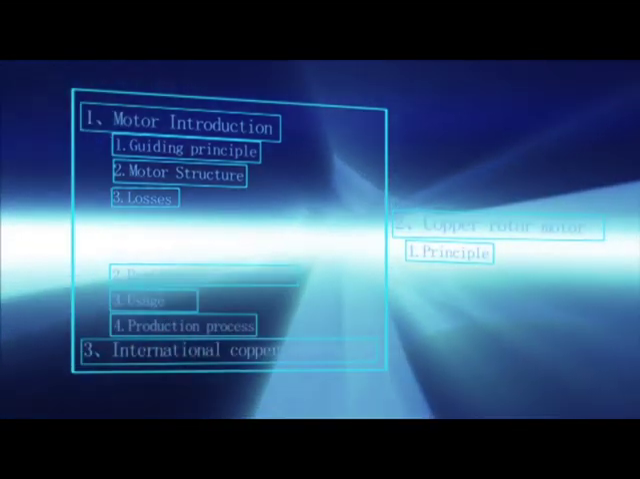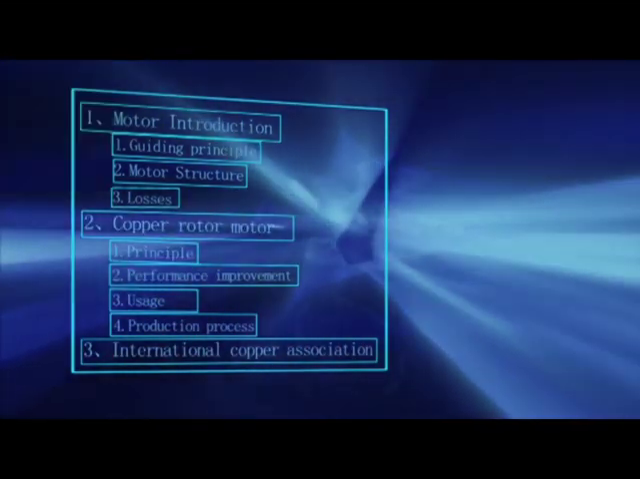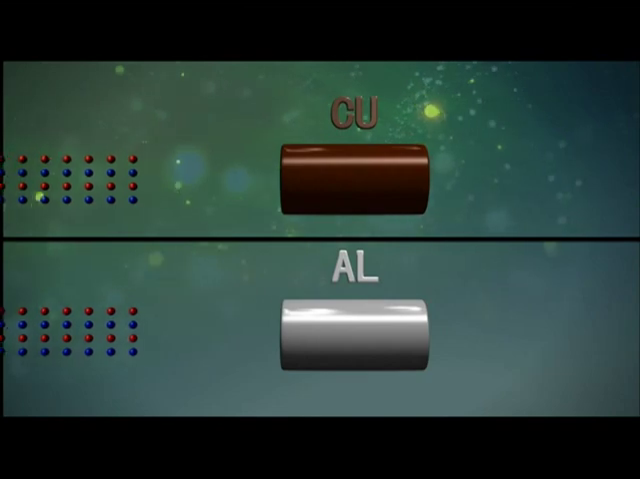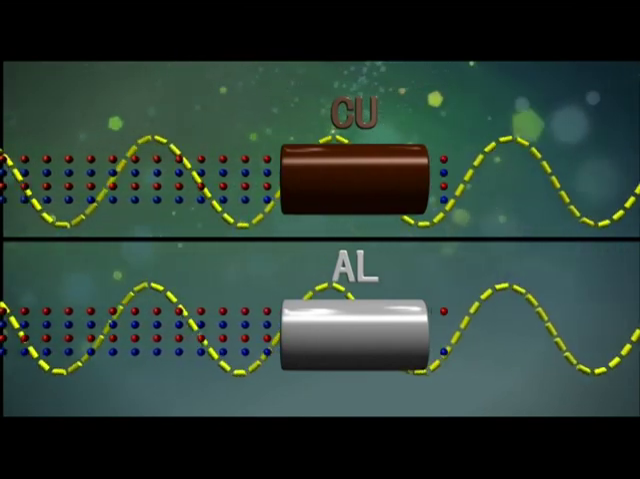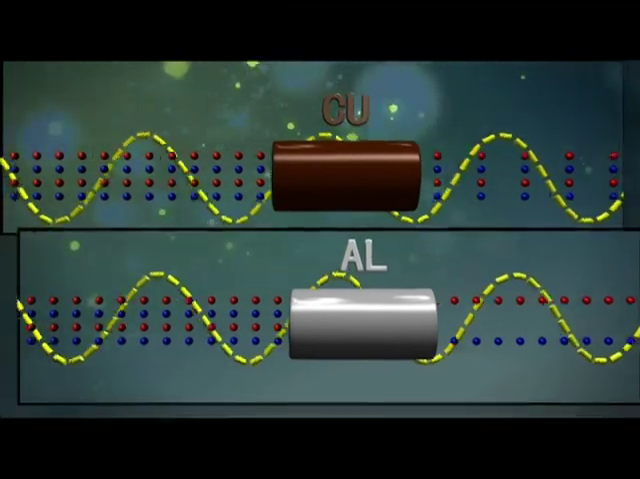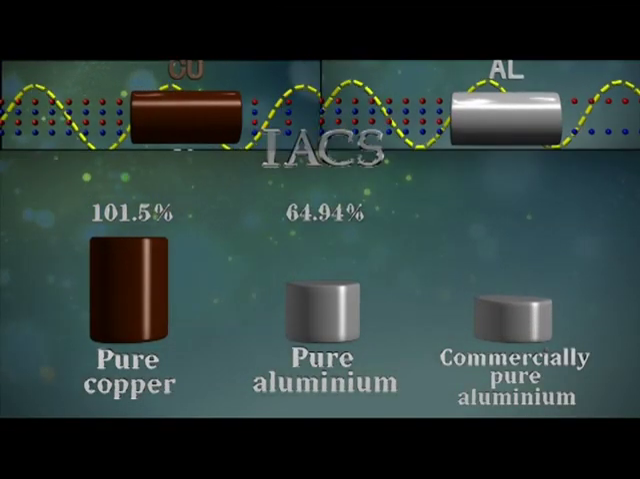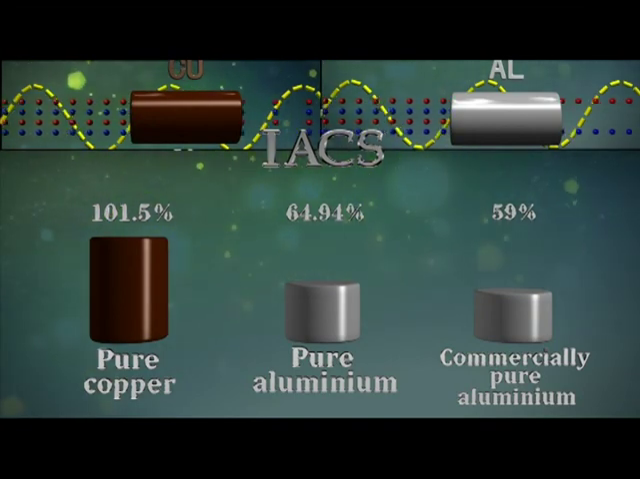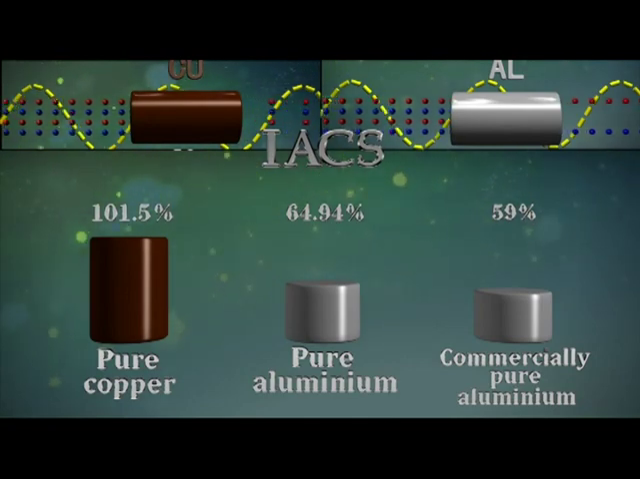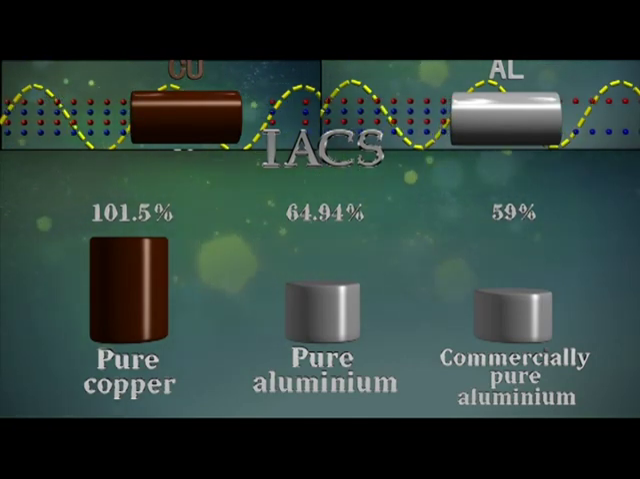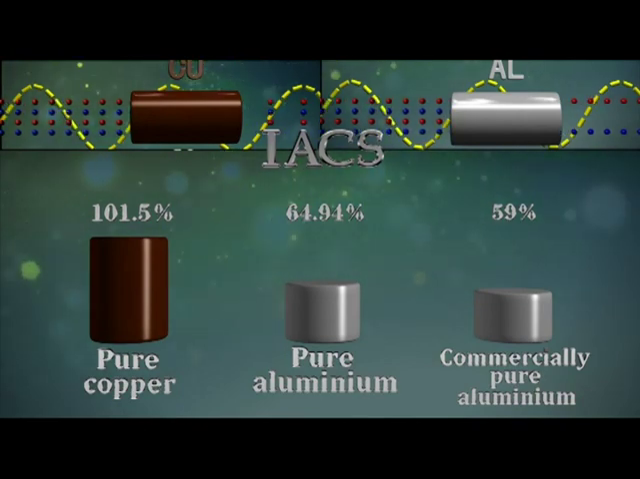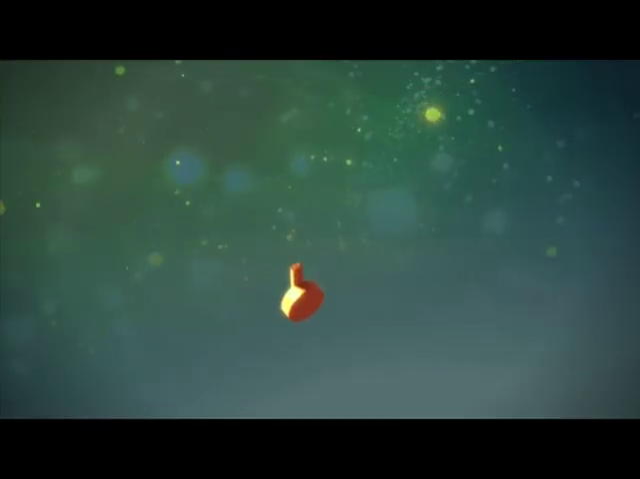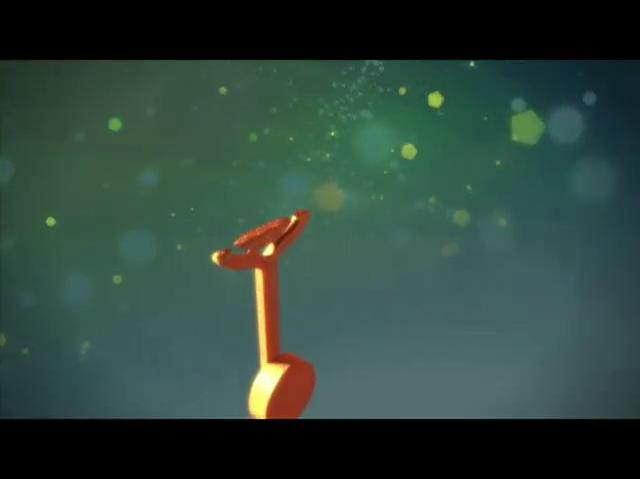Copper rotor motors. Principle. Copper has very good conductivity. The conductivity of annealed pure copper is set to be 100% in engineering, and this conductivity, compared to other materials, is the IACS value. IACS values for pure copper, pure aluminum, and pure commercial aluminum can reach up to 101.5%, 64.94%, and 59% respectively. This means that copper's conductivity is 35% higher than that of aluminum.